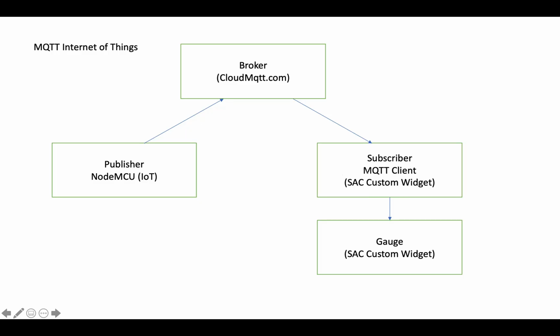We have the subscriber, which is a custom widget in SAC, which doesn't have any visualization, but what it does is establish the connection with the broker, and every time the broker says there is a message, it will receive it instantly, and you will see that in a minute, and then display it on the gauge, which has 3 different configs for temperature, humidity, and light in lumens. Okay, so that was the setup. Let's dive into the demo.